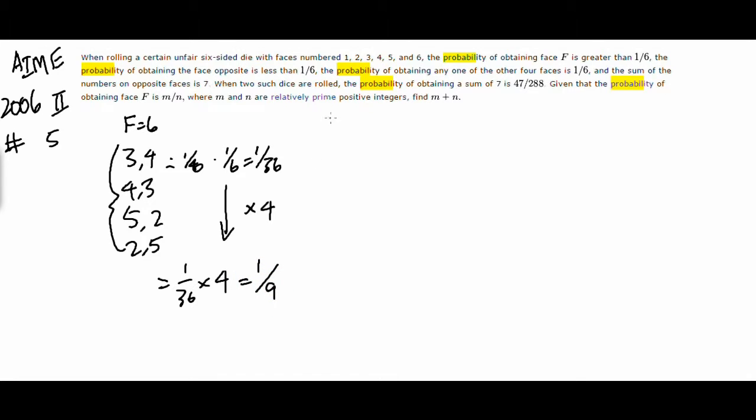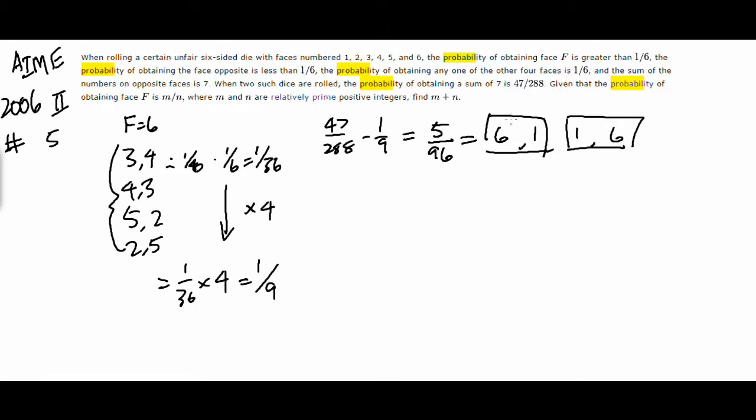So let's subtract 1/9 from 47/288. The probability of getting a sum of 7 from using only these numbers is 1/9. So when you subtract it from the probability of getting a sum of 7, you get 5/96, which is equal to the probability of getting 6, 1, or 1, 6. So it's these probabilities.